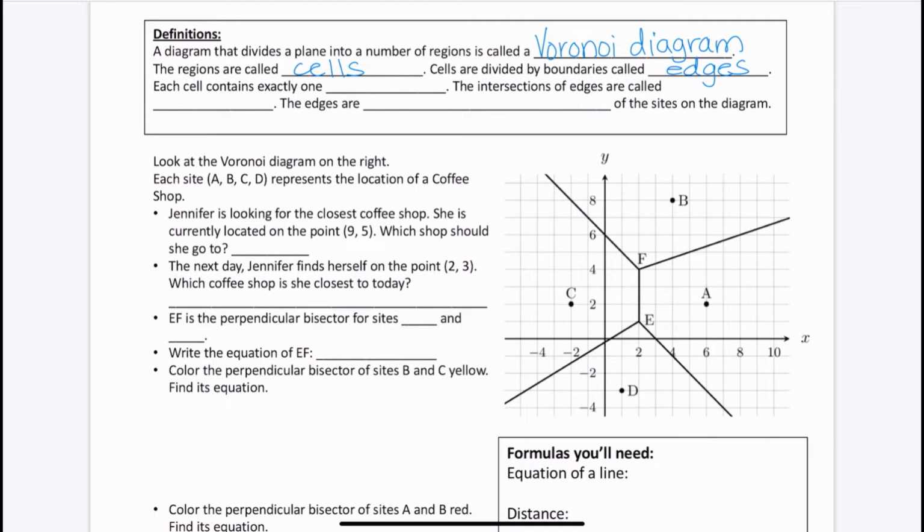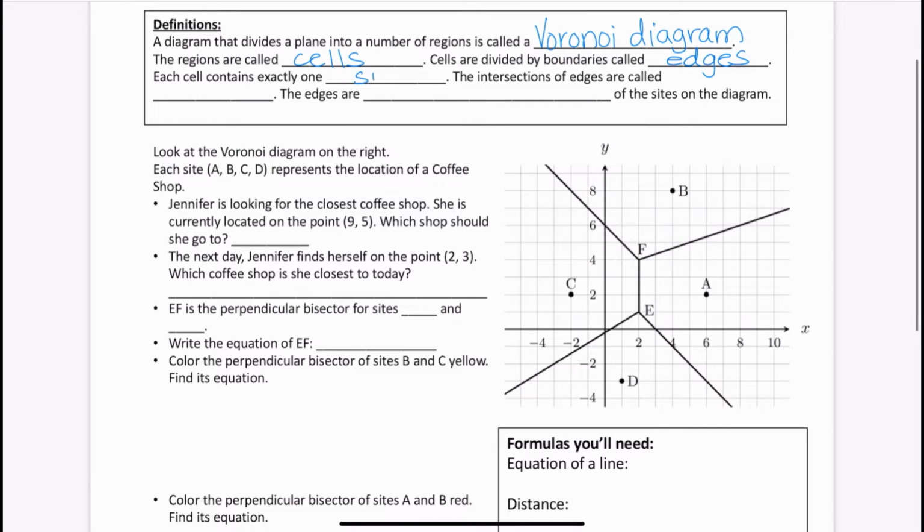Each cell contains exactly one site. The intersection of edges are called vertices. The edges are perpendicular bisectors of the sites on the diagram. Look at the Voronoi diagram on the right. Each site, A, B, C, D, represents the location of a coffee shop.